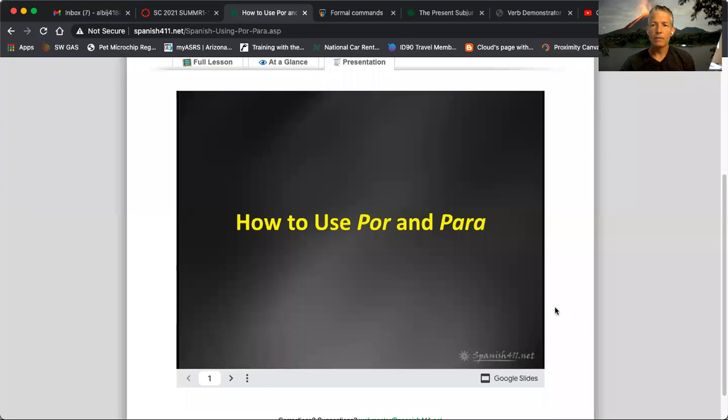Por and para are a little bit problematic for some people because they can both translate as for. And so sometimes there can be a little bit of confusion as to when to use por and para. In this lesson, we're going to learn how to differentiate between the two.